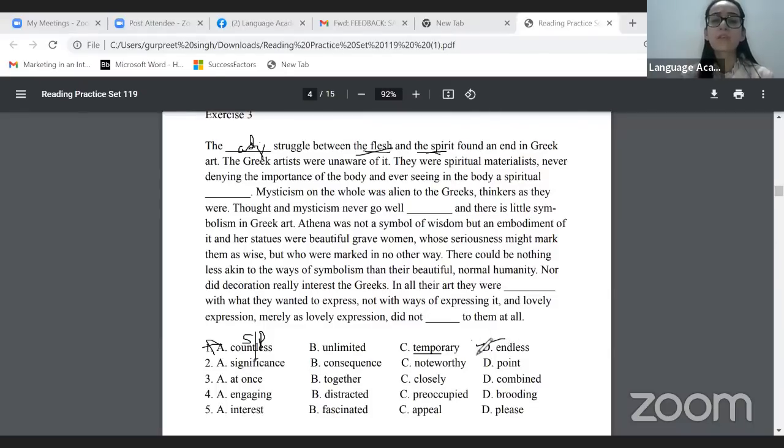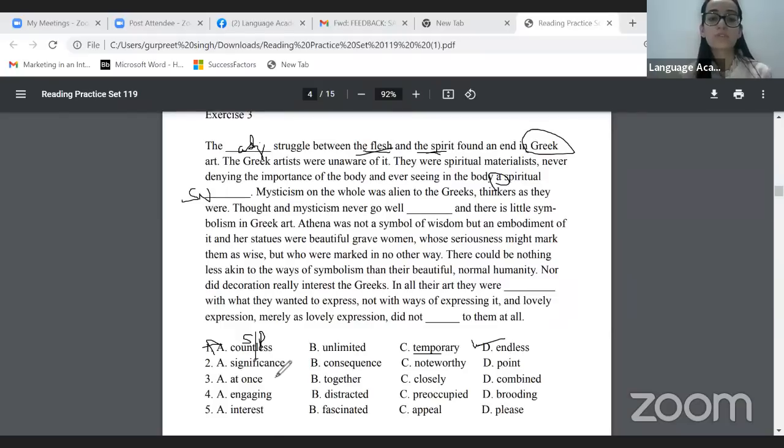Maybe they want to say that this struggle was not ending and it found an end in Greek art, that finally Greeks were able to solve this or put an end to it. So it can be the endless struggle. The Greek artists were unaware of it. They were spiritual materialists, never denying the importance of the body and ever seeing in the body a spiritual dash. So with A comes a noun and it should be a singular noun. So I need a singular noun here.